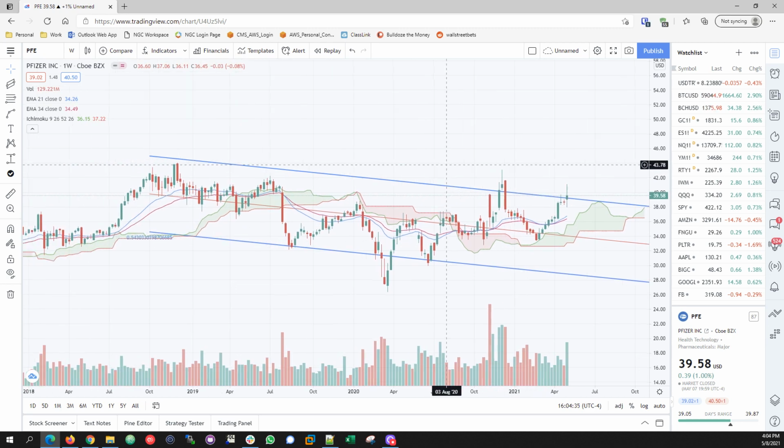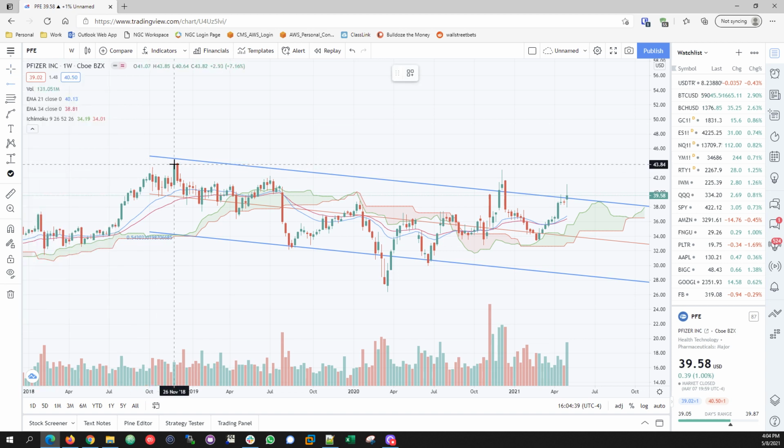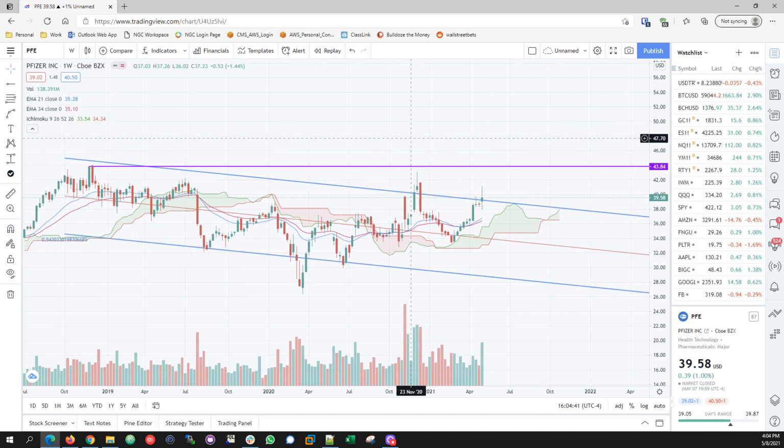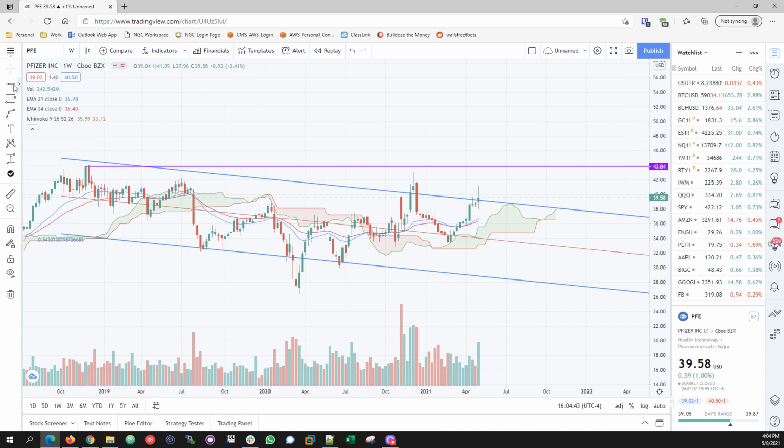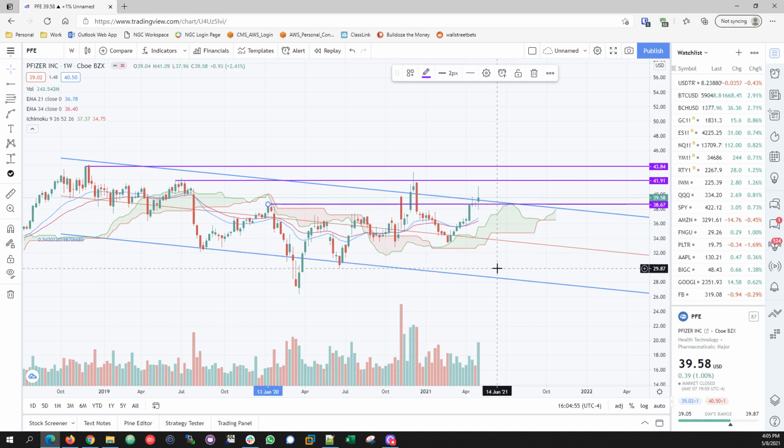A very critical level, I will tell you, is right here, 43. That's where you want to meet. Another resistance right here. Another resistance, I would say right here.